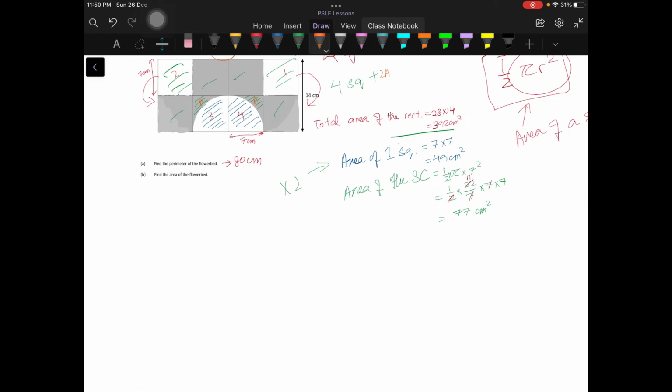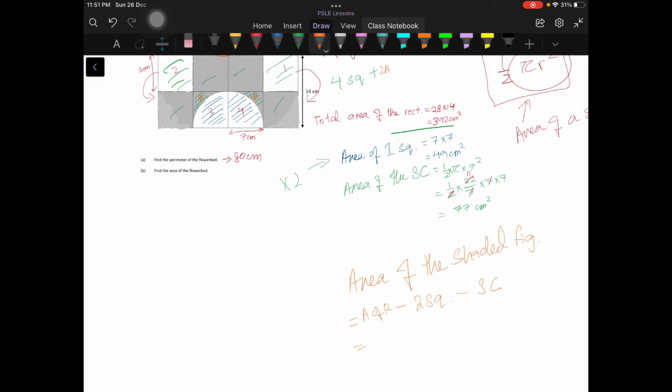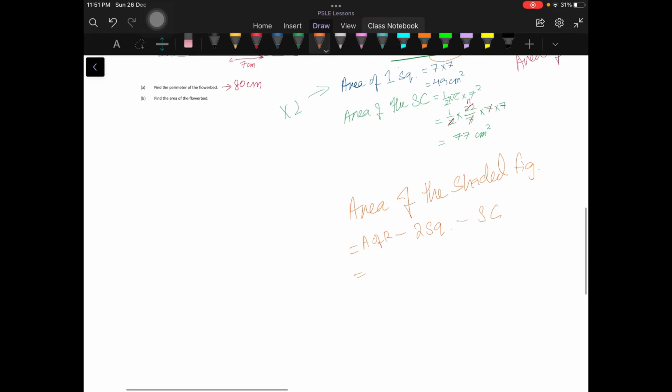Yeah, so I just write it down. The area of the shaded figure would be the unshaded area, I'll put UA for short, minus the area of 2 squares minus the area of the semicircle. Or rather this shouldn't be the unshaded area, this should be the total area of the rectangle. So area of the rectangle, sorry about that. So the area of the rectangle we found out over here is 392 square centimeters.